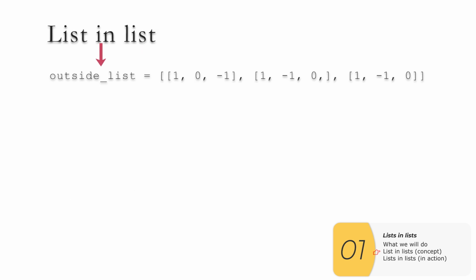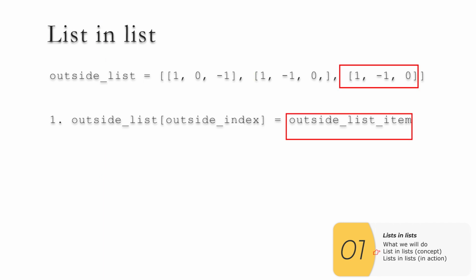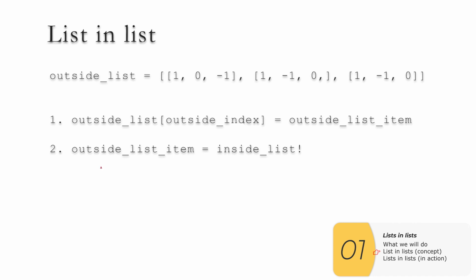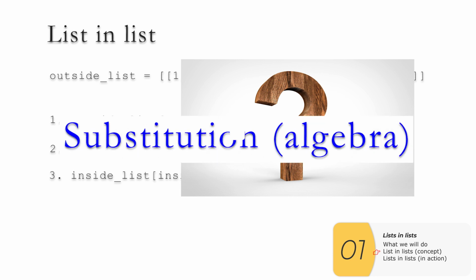Well, this outside list here is a list, so it follows the basic rule, which is list bracket index is equal to the item. And the outside list items are these lists right here. And again, these outside list items are lists, and we're going to call these inside lists. And because these inside lists are also lists, they also follow the rule, which is list bracket index is equal to the item. But that gives me a problem because I have a variable for the outside list, but I don't have one for the inside list. And I'm going to solve this with substitution.